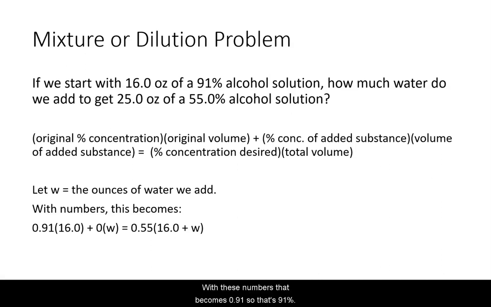With these numbers, that becomes 0.91, so that's 91%, times 16, so there's our 16 ounces, plus 0%, because water doesn't have any alcohol in it, times the number of ounces of water, equals 55%, or 0.55, times the total volume. So what I did here was add the original volume plus the amount of water that we're pouring in to find the total.